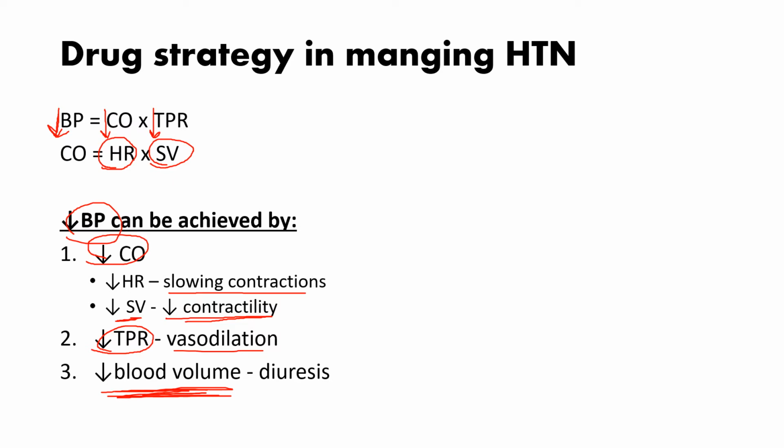Blood volume is determined by the amount of water and sodium we retain in our body. So we could reduce blood volume by promoting diuresis, which is the excretion of water in the form of urine.